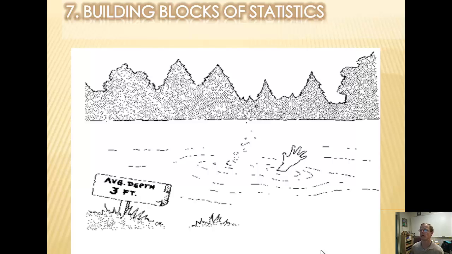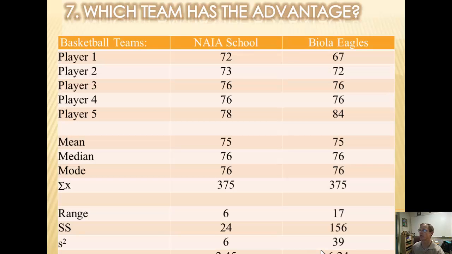What happened to this guy? He was thinking average is 3 feet, but he did not account for the possible variation in the system. Now, let's consider these two basketball teams. We've got the Biola Eagles and an NAIA school.